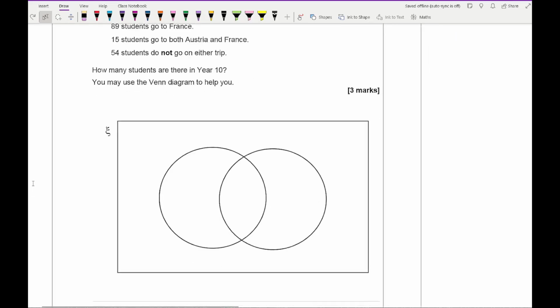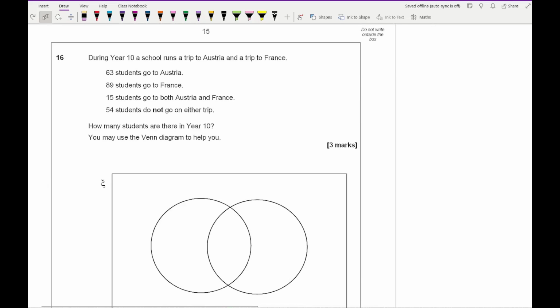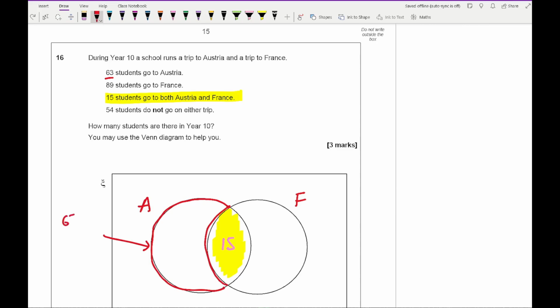So let's just zoom out so we can see all the information on the screen, which we can just about do. Now when it comes to a Venn diagram, you always want to start where possible in the middle. Now the bit that gives the information about the middle is this bit here. So we know that the middle bit is going to be 15. Now if I label the Venn diagram A and F for Austria and France, then to work out this part here, well, we know that there are a total of 63 students who go to Austria. So to work out that part, we do 63 take away 15, which gives me an answer of 48.